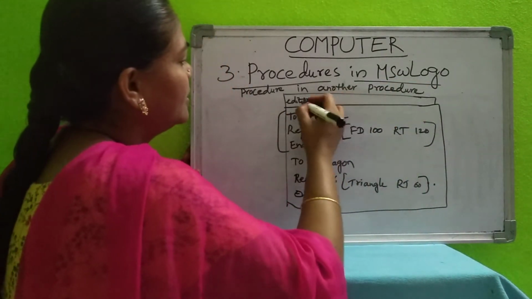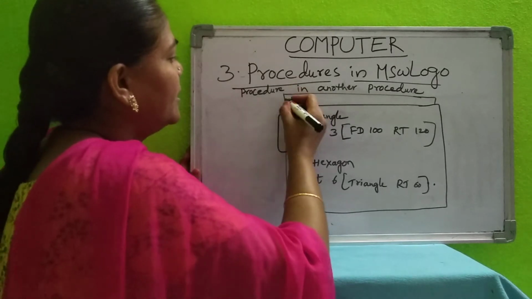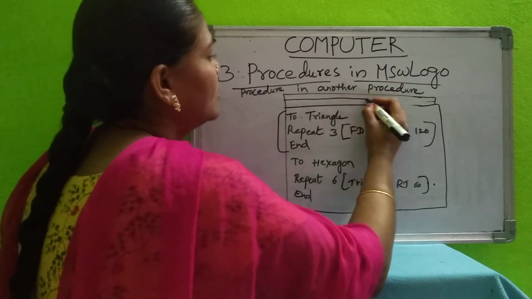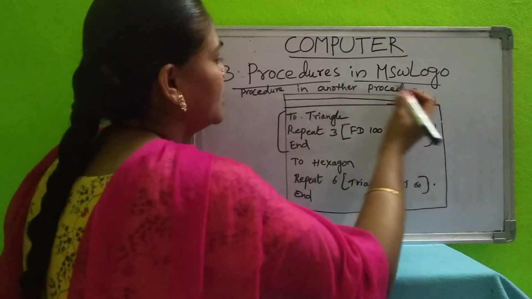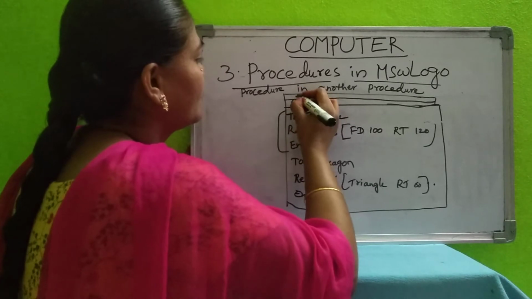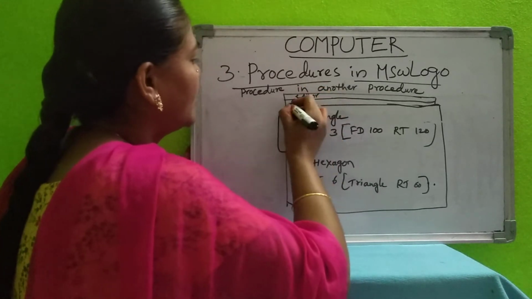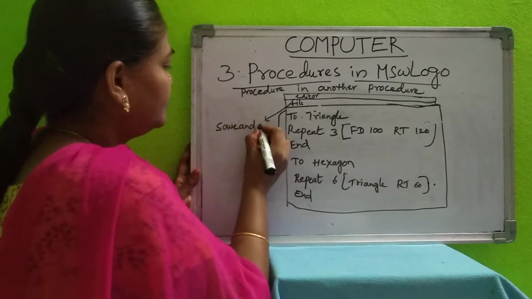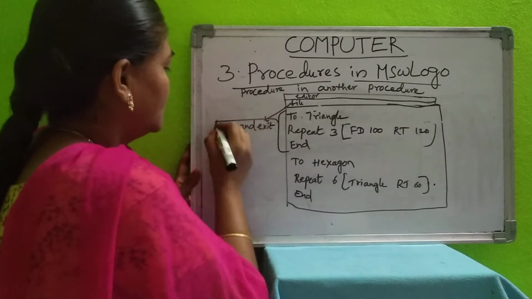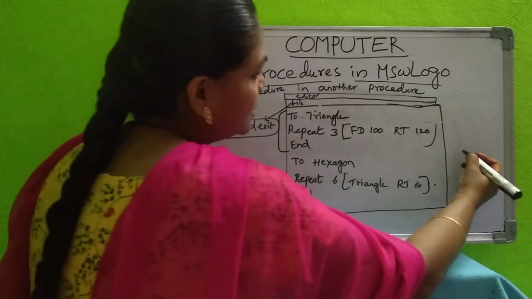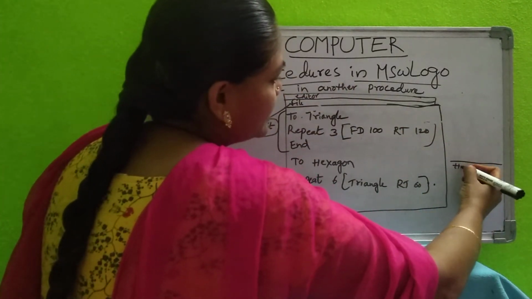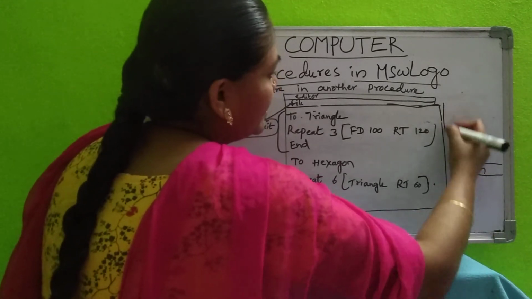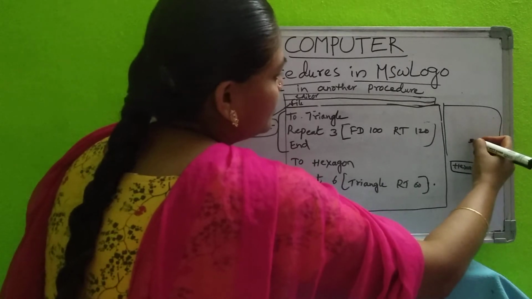Here in this file we have to save and exit. Two procedures should be there. Then only you can call one procedure in another procedure. So here in the file, this is edited. In the file, you have to click on save and exit. After this, in the input box, you have to write hexagon. In the main screen, this hexagon will be displayed.